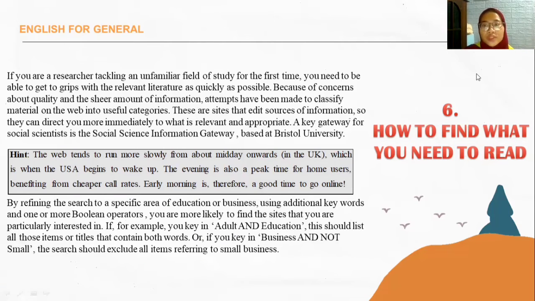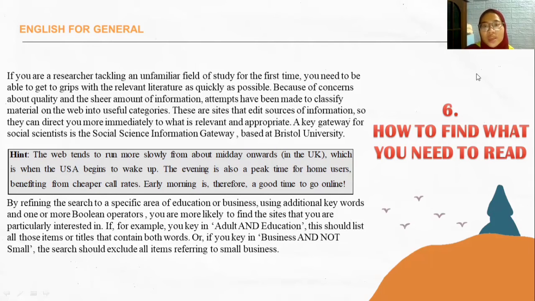6. How to find what you need to read. If you are a researcher tackling an unfamiliar field of study for the first time, you need to be able to get to grips with the relevant literature as quickly as possible. Because of concern about quality and the sheer amount of information, attempts have been made to classify material on the web into useful categories. These are sites that edit sources of information so they can direct you more immediately to what is relevant and appropriate.